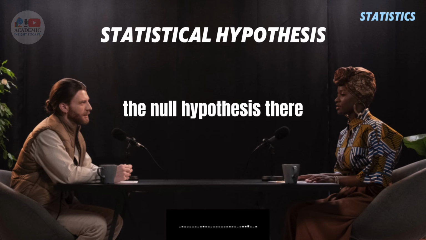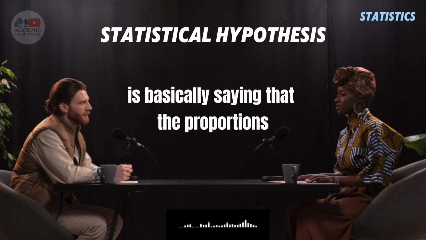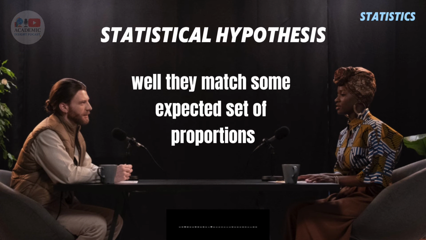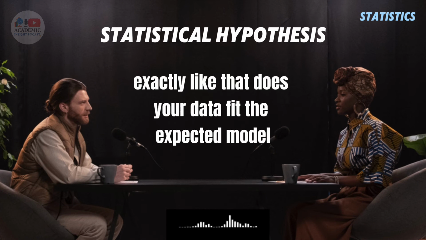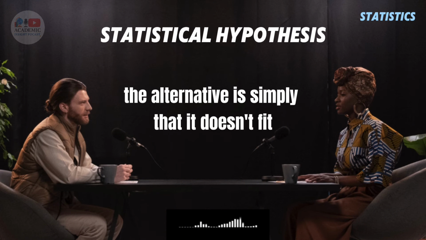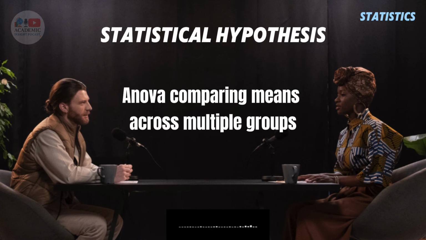Goodness of fit. The null hypothesis there is basically saying that the proportions you observed in your sample match some expected set of proportions. Like, do the observed colors of candies match the company's claimed percentages? Exactly like that. Does your data fit the expected model? The alternative is simply that it doesn't fit. And one more, ANOVA, comparing means across multiple groups.